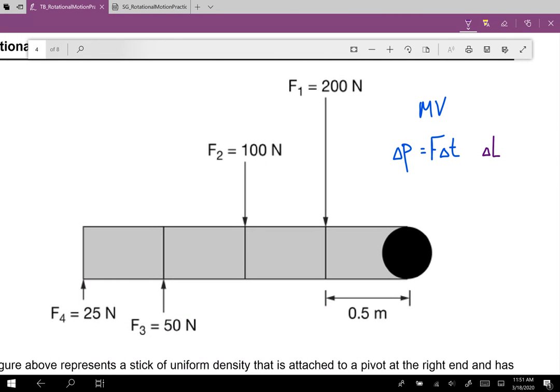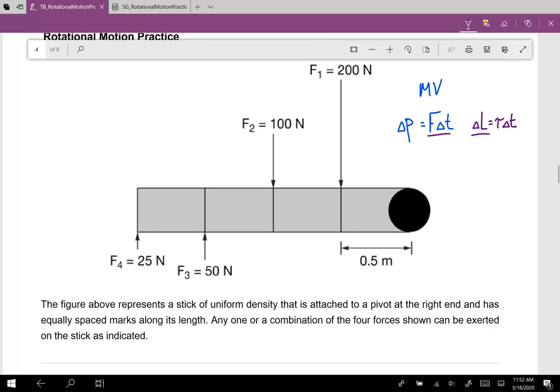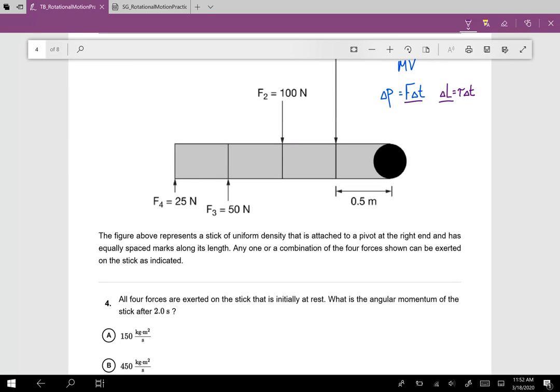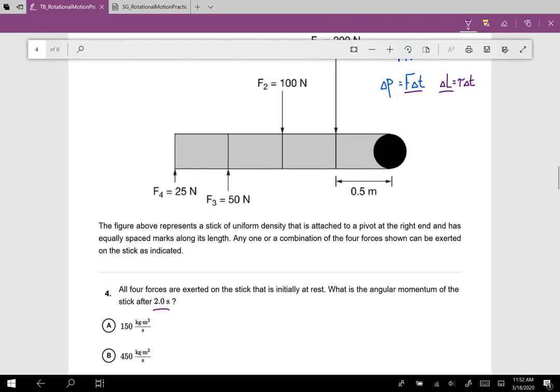If we want to change the angular momentum, we don't use force anymore, we use torque, and then time is still the same. So our change in angular momentum is equal to our torque times our time, so how long we are torquing it for. Same exact equation, same exact format, but now we can be a little bit more comfortable doing this question. So what we need to do is figure out the net torque, and then we know that it's happening for 2 seconds. So we can then figure out our total change in angular momentum.